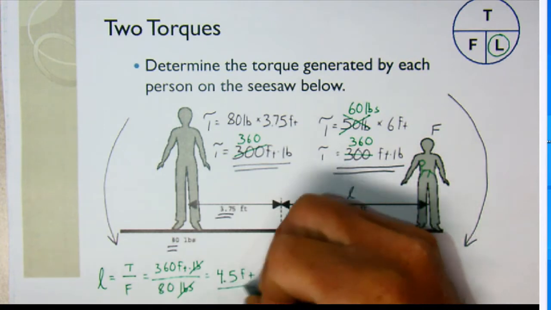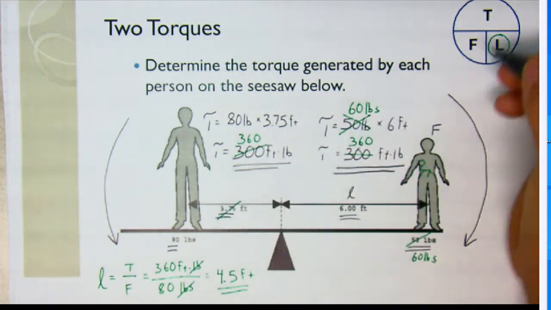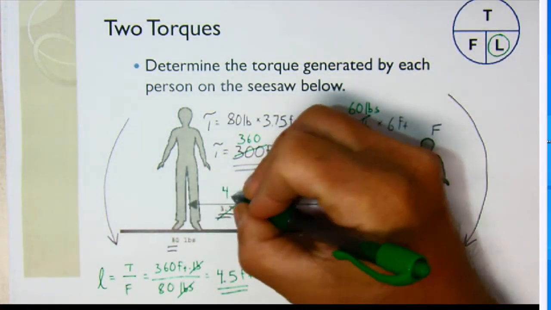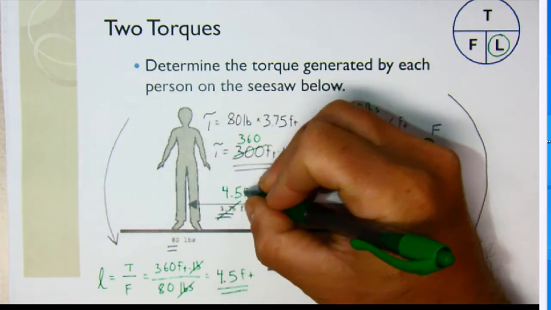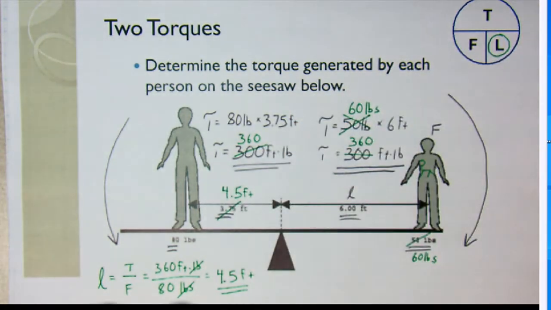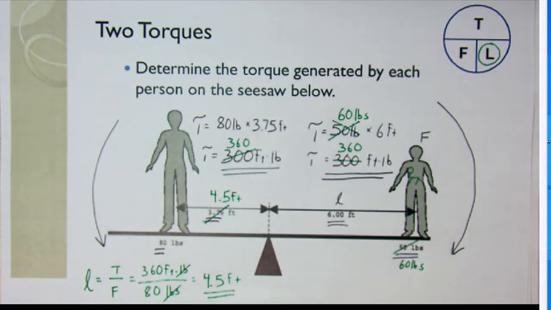So he's going to have to scoot back a little bit and not sit 3 3/4 feet back. He's going to have to sit 4.5 feet back. And if he does that, then they can continue to seesaw, and his extra torque will balance the torque created by the cat sitting on the right side. Now your skill check for this topic will have a very, very similar question to that.